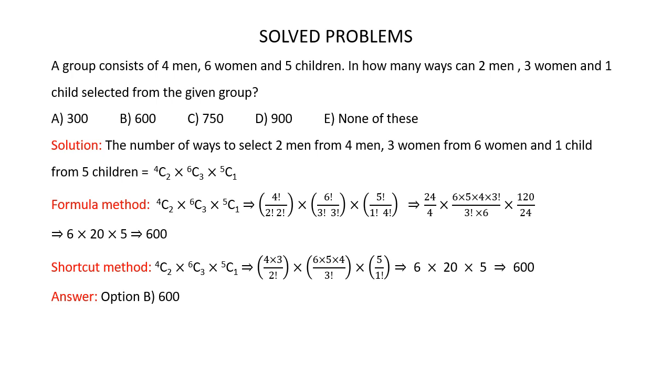So there are 600 ways in which 2 men, 3 women and 1 child can be selected from the given group. So the correct answer is option B, 600.